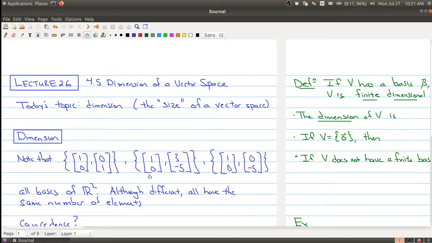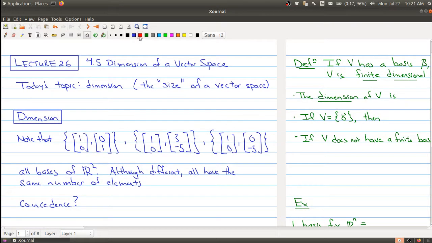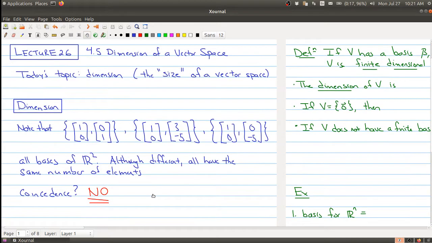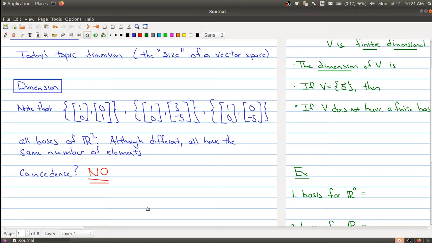Now, these vectors actually come from yesterday's lecture, lecture 25, and all of these sets of vectors have the same property in that they're all bases for R2. So bases are not unique, but there is something similar between all these three sets. Even though they're different, they all have the same number of elements. And so you should be asking yourself, is that a coincidence? And the answer is no. Because this is not a coincidence, there's something deeper going on here.